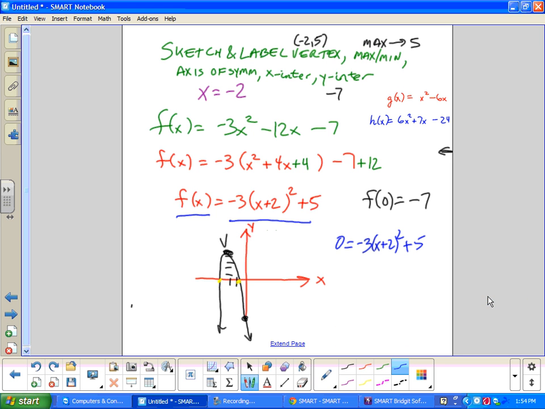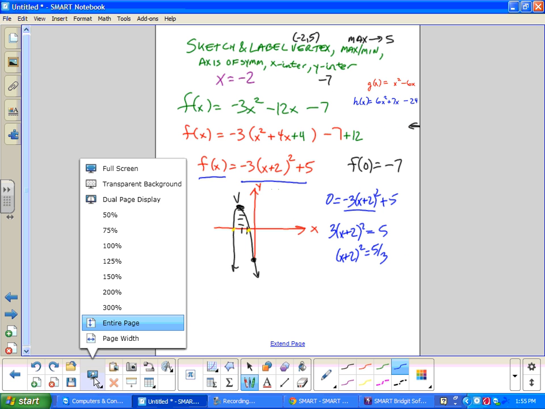Now, I will move to the opposite side. I'll move this whole first term to the other side. Let's make the negative positive. Divide both sides by 3. And I have, icky, but it works.